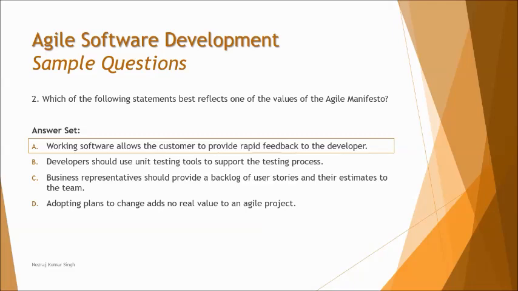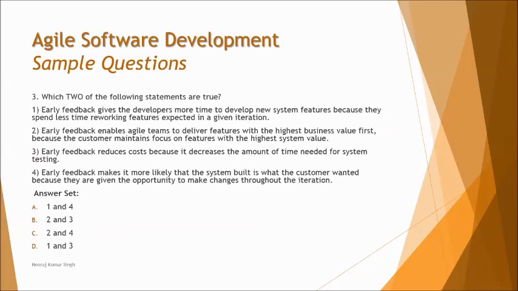Let's look at the next one, where we are talking about another aspect: which two of the following statements are true? Of course, we are given 4 statements here, and we need to look at what is the right answer. 1. Early feedback gives the developers more time to develop new system features because they spend less time reworking features in a given iteration. That looks a little different, but we will look at the justification once we are done with all 4. 2. Early feedback enables the Agile testing team to deliver features with the highest business value first, because the customer maintains focus on the feature with the highest system value first.